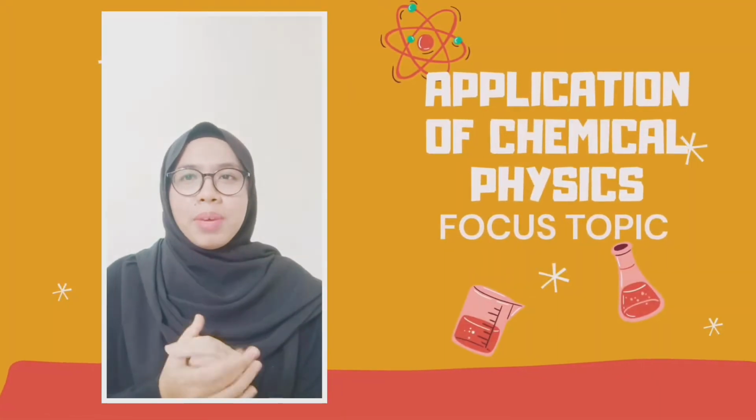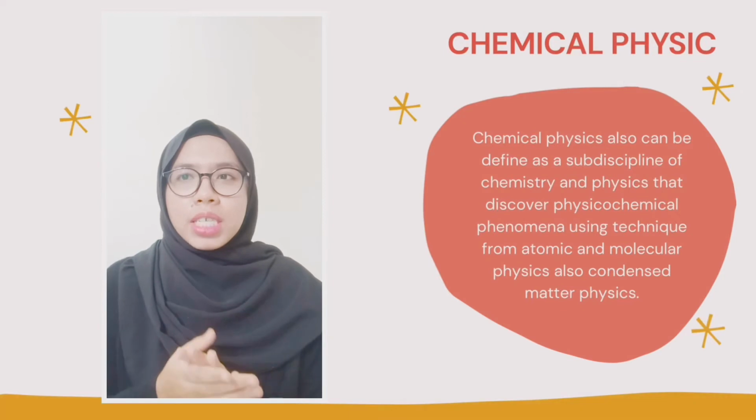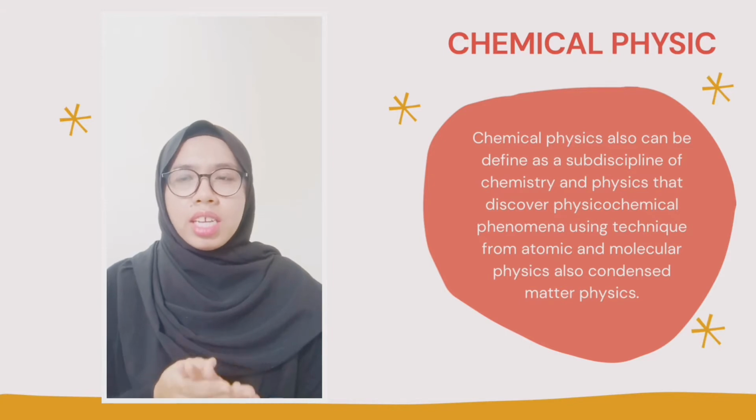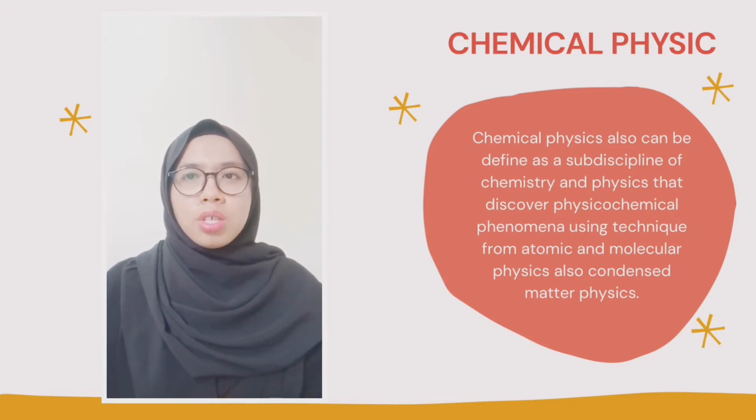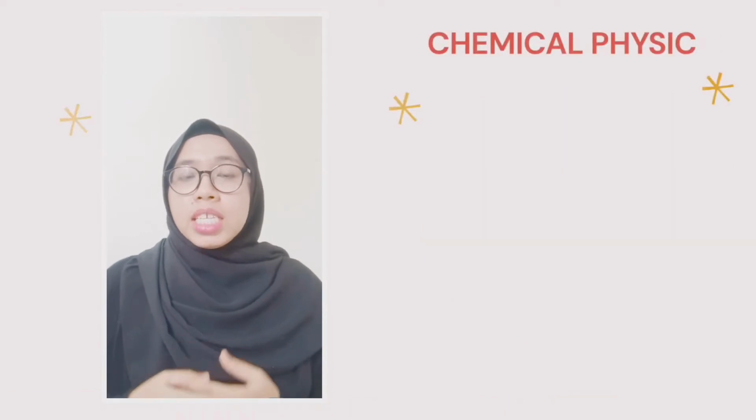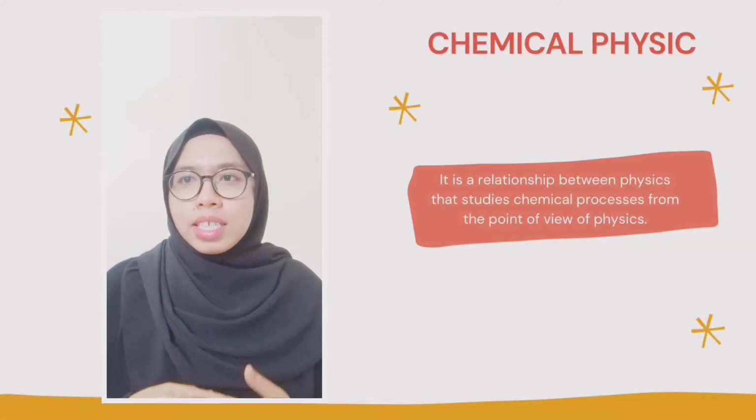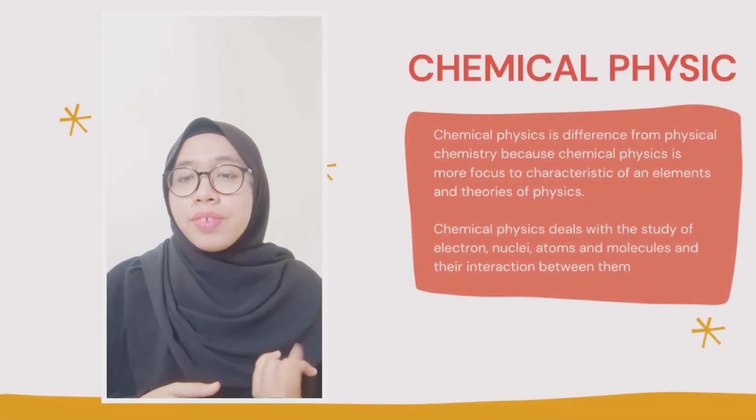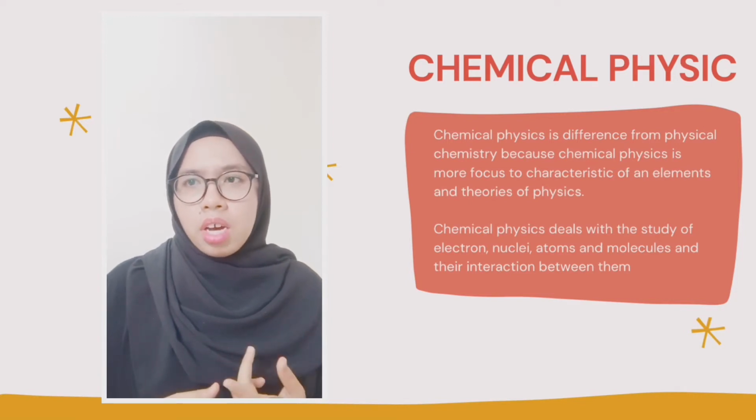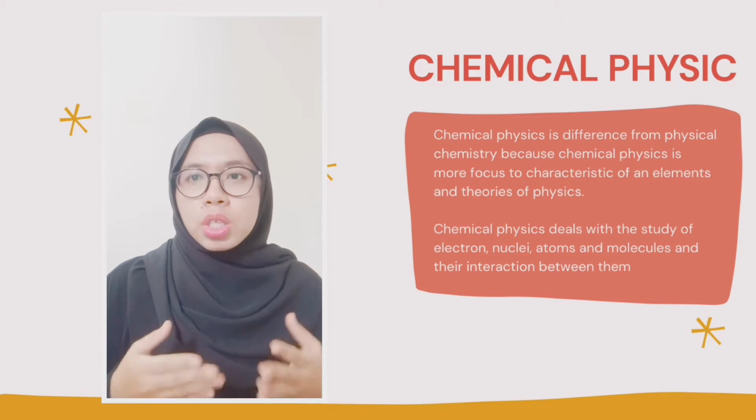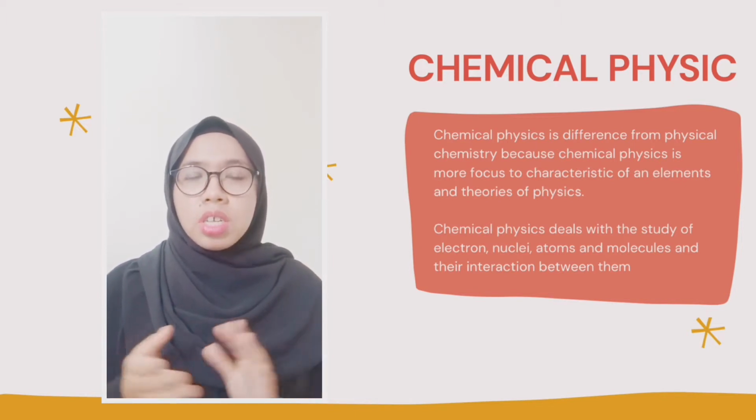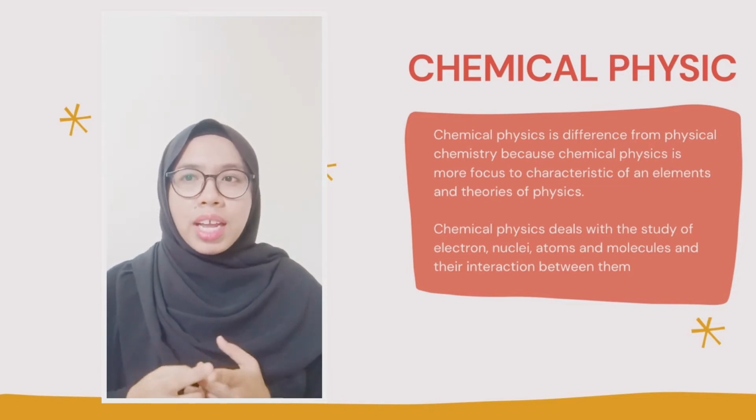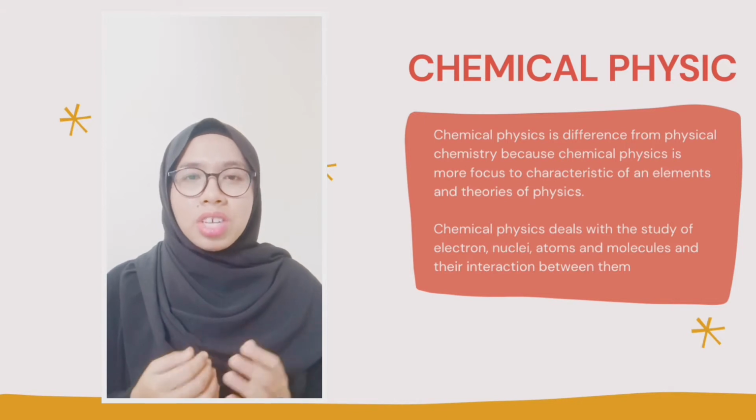Chemical physics. Chemical physics is defined as a sub-discipline of chemistry and physics that discovers physico-chemical phenomena using techniques from atomic and molecular physics, and also condensed matter physics. It is a relationship with physics that studies chemical processes from the point of view of physics. Chemical physics is different from physical chemistry because chemical physics is more focused on the characteristics of an element and theories of physics. Chemical physics deals with the study of electrons, nuclei, atoms, and molecules and the interactions between them.